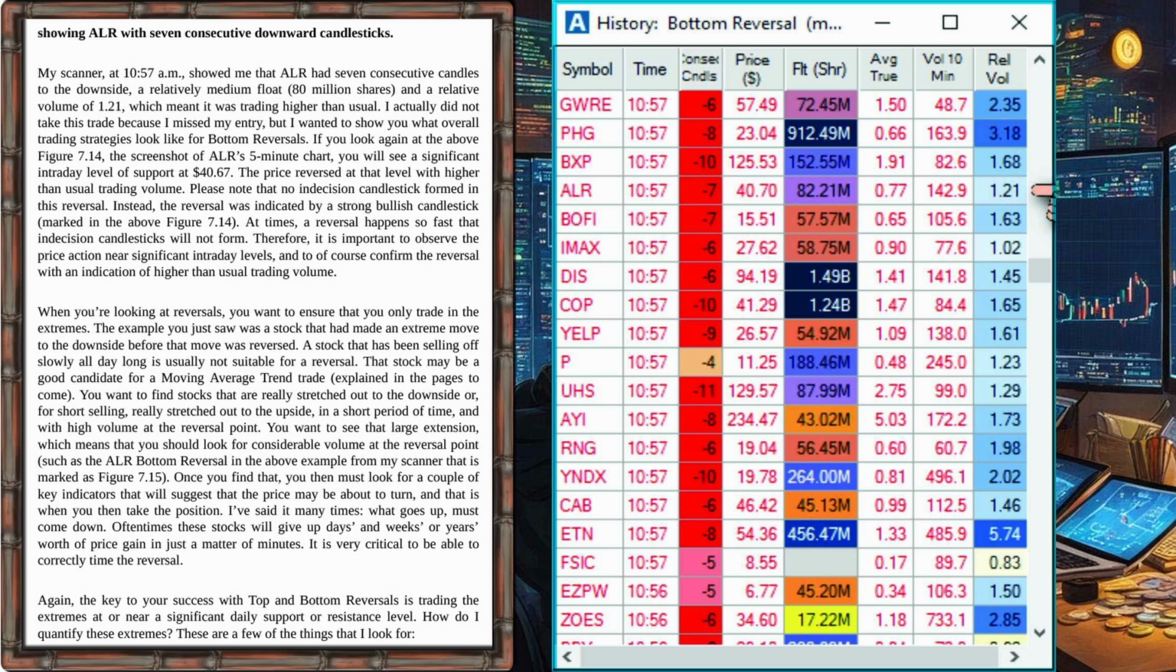My scanner, at 10:57 a.m., showed me that ALR had 7 consecutive candles to the downside, a relatively medium float, 80 million shares, and a relative volume of 1.21, which meant it was trading higher than usual. I actually did not take this trade because I missed my entry, but I wanted to show you what overall trading strategies look like for bottom reversals.